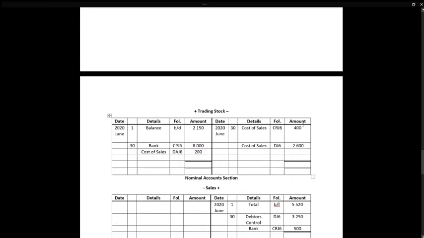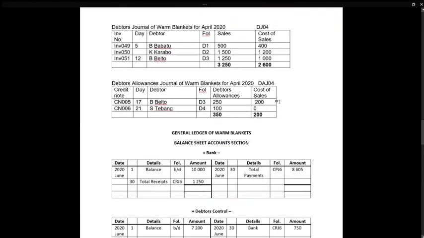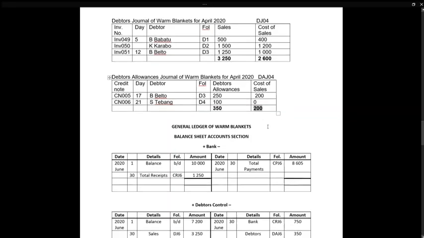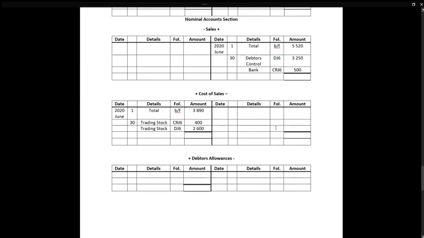But now, because of my debtors allowances journal, some customers were unhappy and they brought products back. My cost of sales will decrease. Remember, I'm reversing it in my debtors allowances journal with 200 Rand. So in my cost of sales, 200 Rand, I got the information from my debtors allowances journal 6, and my details will be trading stock. 30th June 2020. There you go. We need to total this one at the end. I'll do it in the end.